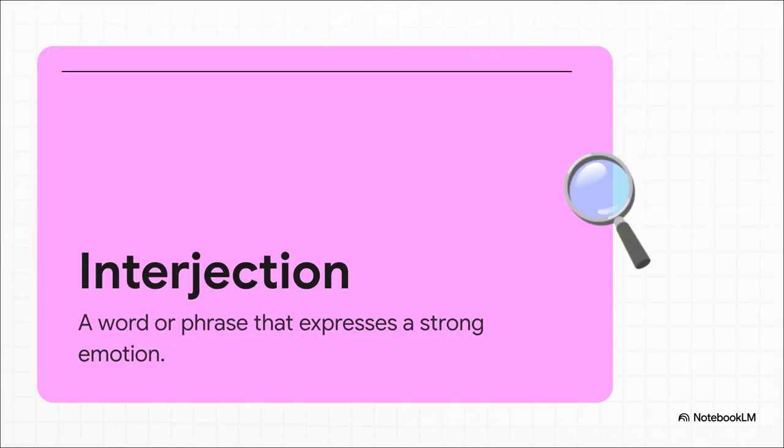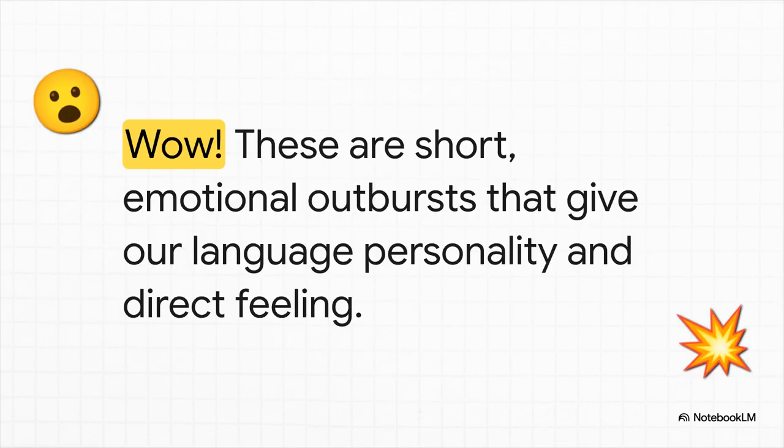And last but not least, we have the interjection. This is probably the most fun one. These are just short bursts of emotion that we toss into our sentences. Words like wow or oops or hey, they're not really grammatically tied to anything else. They're just pure, raw expressions of feeling that give our language a ton of personality.